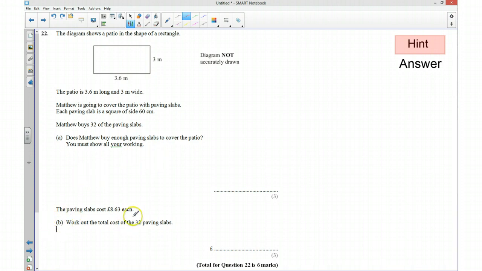The paving slabs cost £8.63 each. You need to work out the total cost of the 32 paving slabs. So we need to do a multiplication to work this out. You can either use a grid method here, or you can use a column method if you prefer, or another method. So you can decide how you're going to go about doing that. Anyway, those are my hints, so if you'd now like to pause the video and see if you can have a go at answering the question.